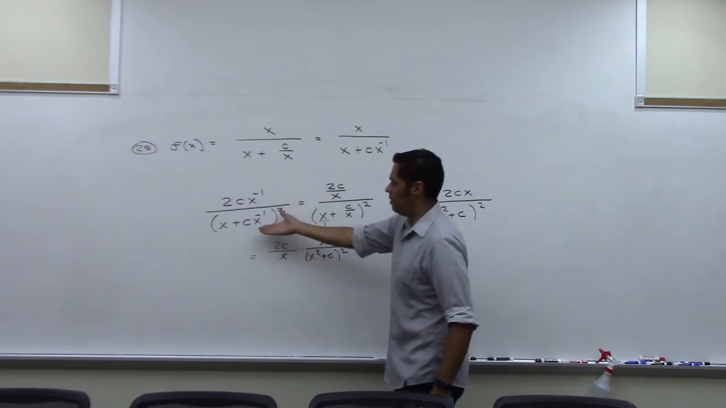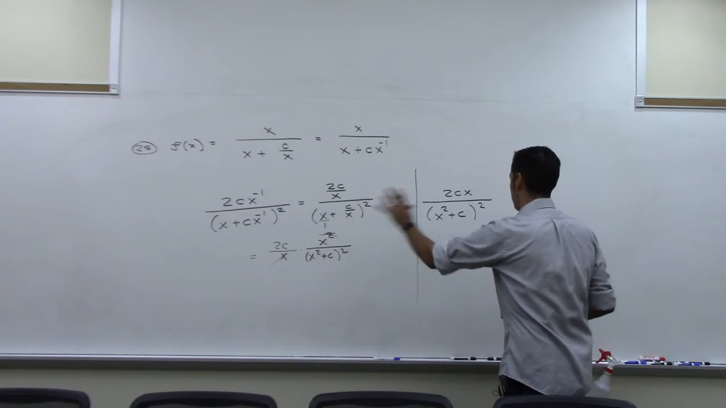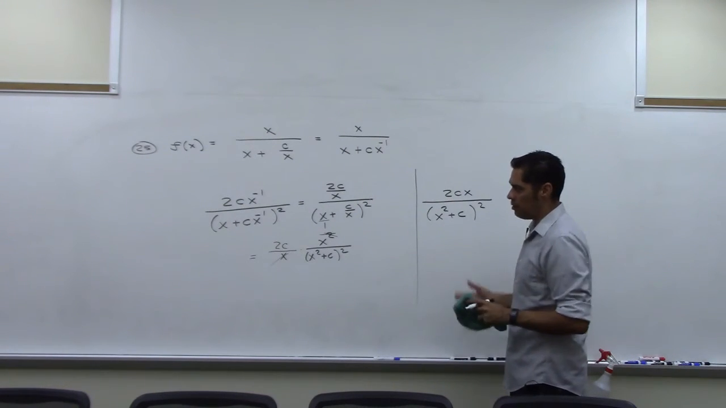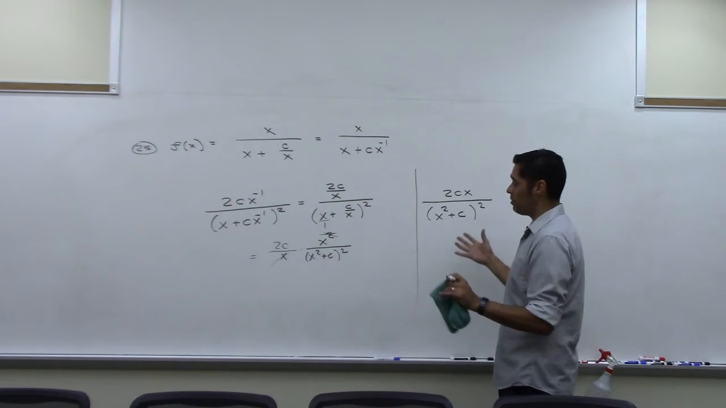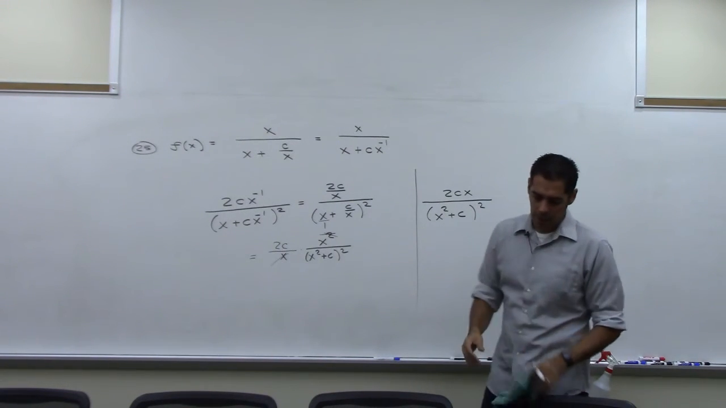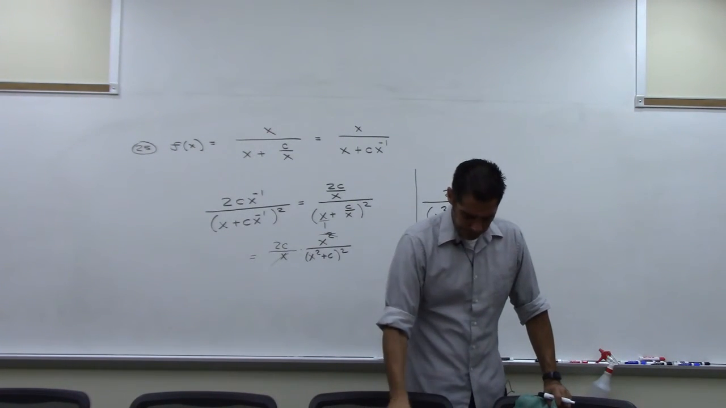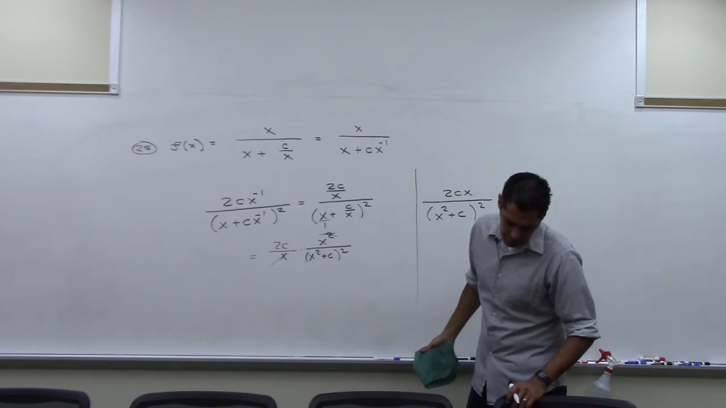I would accept that on a test, but you need to be able to get from there to here algebraically without any trouble. In other words, that shouldn't be too far of a stretch for you to go from that to that. All right, 27.